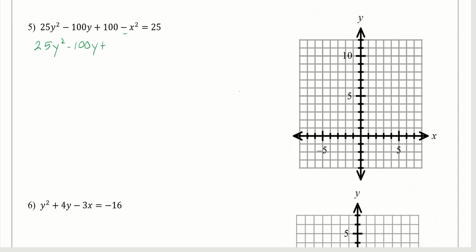I see I have to complete the square, so I'm going to do that. Now I'm going to subtract this 100 over to the other side. And then here, this is minus x squared. So I don't have to do anything with that, completing the square, because it's just an x squared.